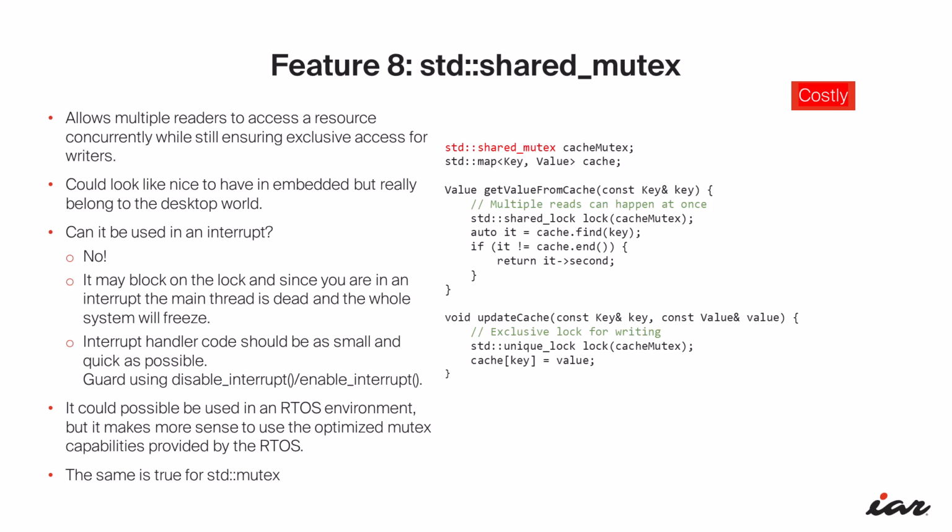std::shared_mutex allows multiple readers to access a resource concurrently while still ensuring exclusive access for writers. And this could look like a tempting mechanism to use in embedded to make sure that you can lock resources and synchronize and deal with interrupts. But this is really something belonging to the desktop world where you have threads and operating system support.